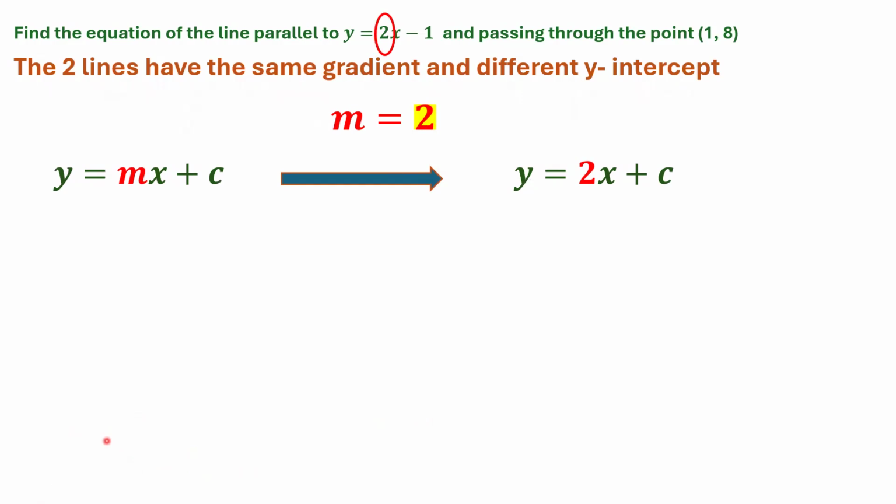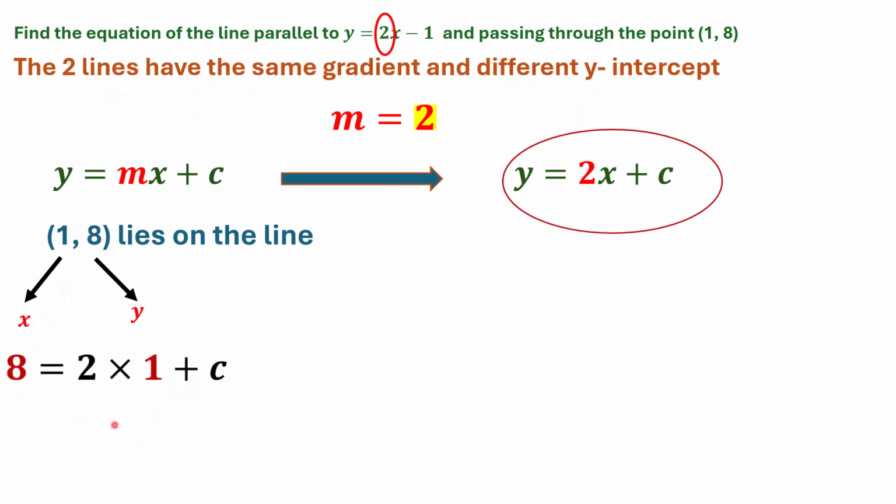How do we get the c for the new line? Just substitute the point (1, 8), because the point (1, 8) lies on your line. So x is the 1 value and y is the 8. Replace x and y by the values 1 and 8 in the equation. So y, which is 8, equals x multiplied by the gradient, which is 2 multiplied by 1, plus c. Then you can solve this equation easily to get the c.